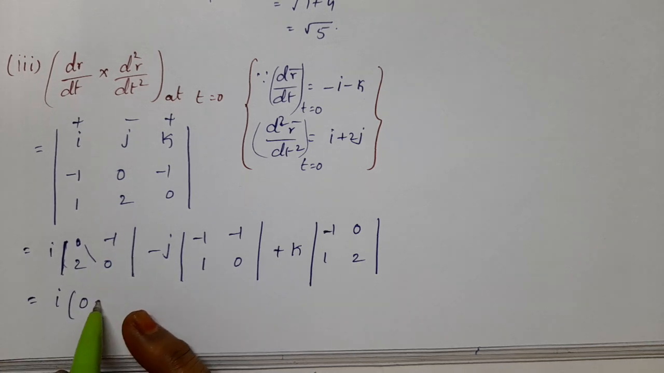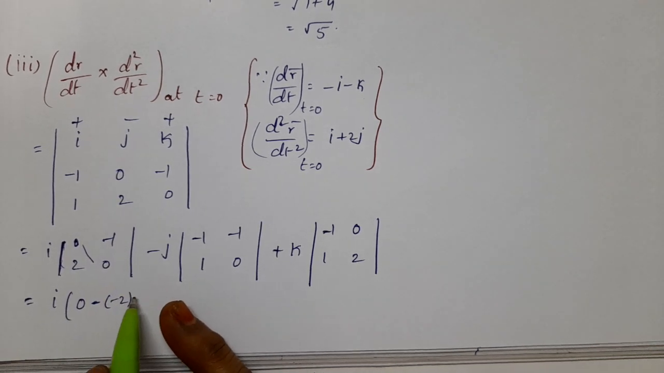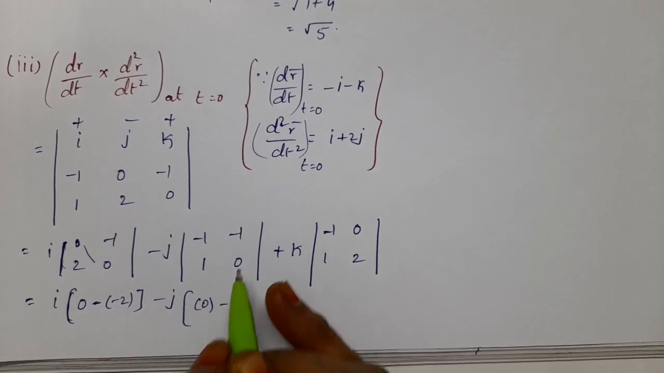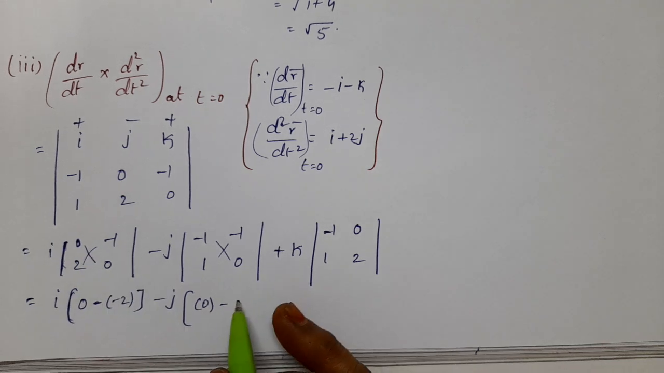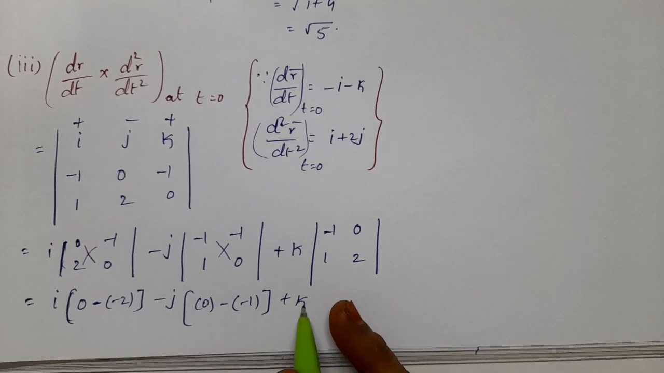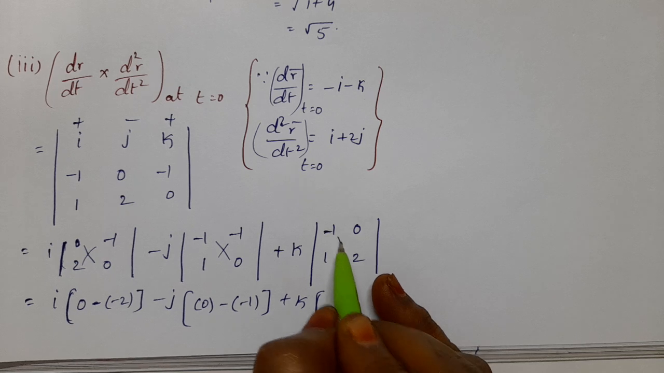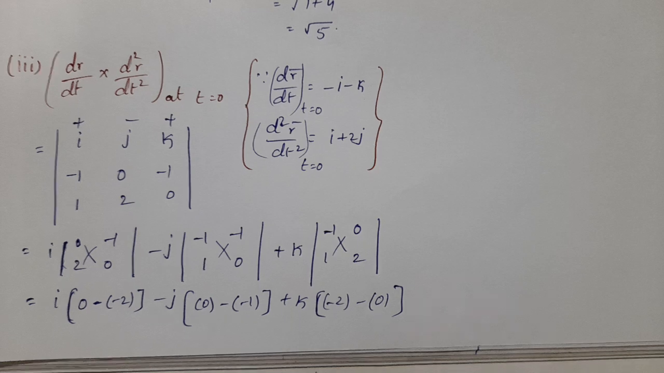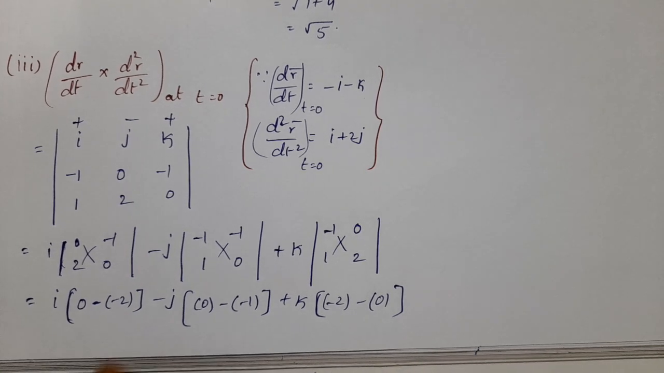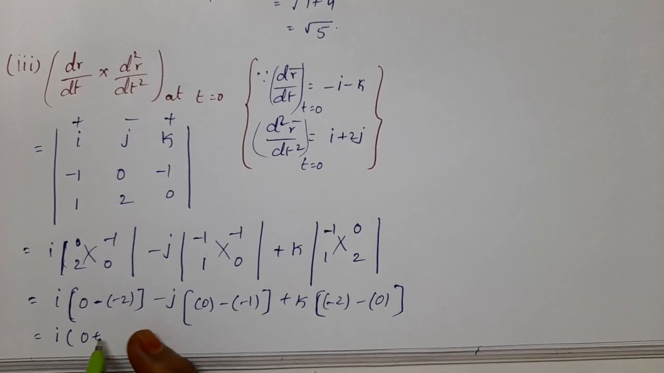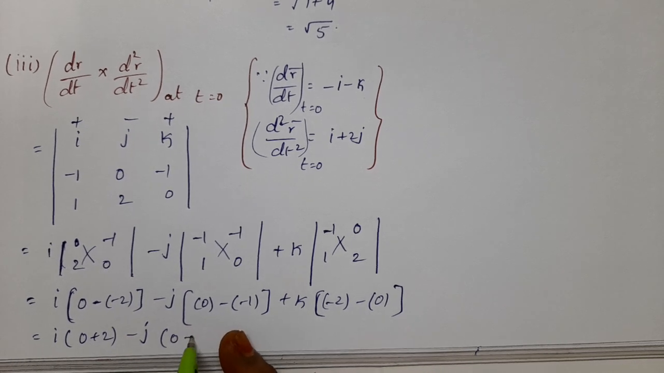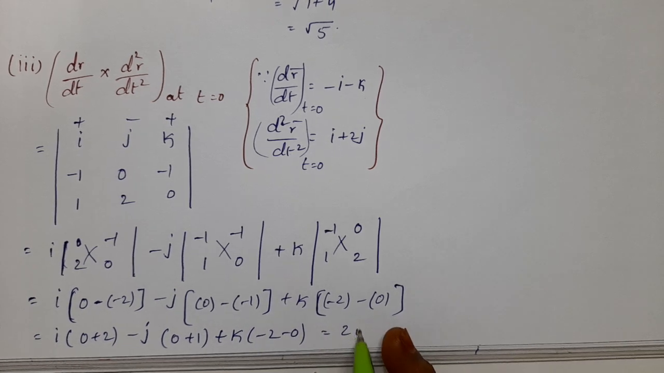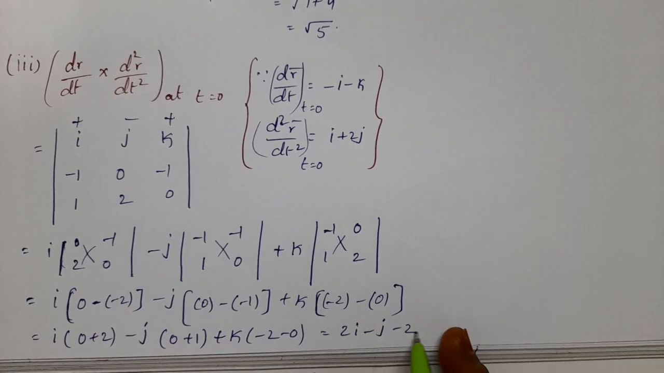0 minus 2, minus j, 0 minus 1, plus k, minus 2 minus 0, multiplication. i 0 plus 2, minus j 0 plus 1, plus k minus 2 minus 0. So 2i minus j minus 2k.